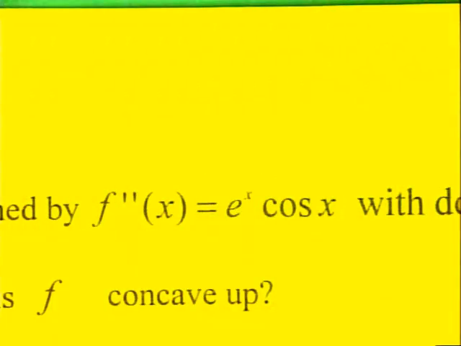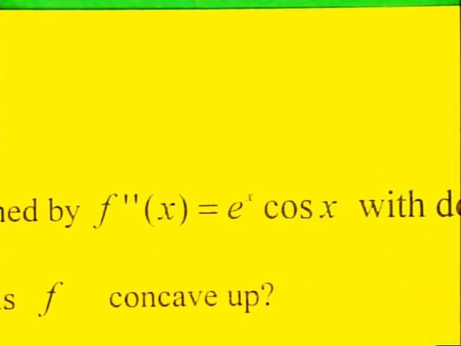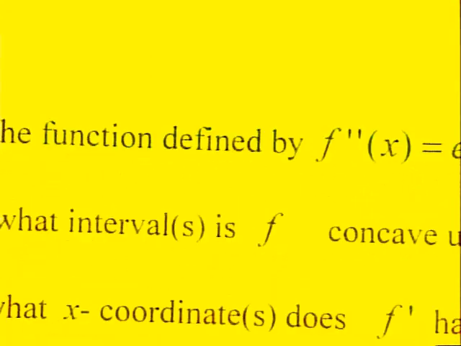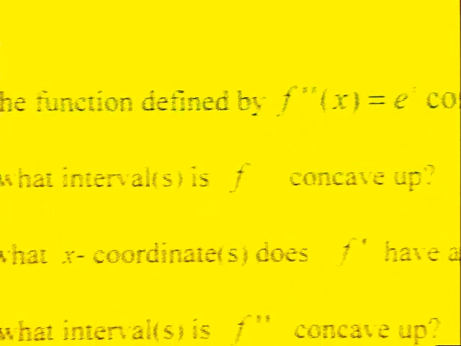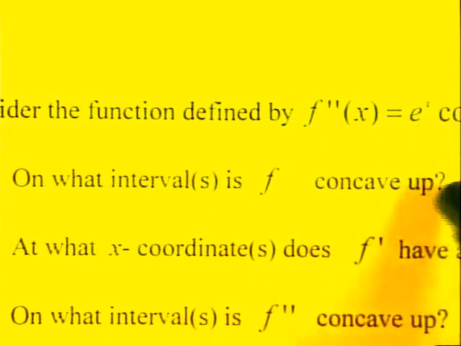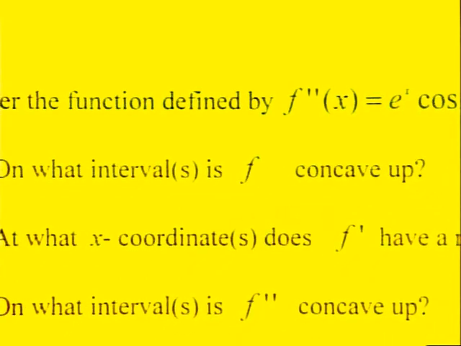If f double prime of x is e to the x cosine x, this was the question of the week to win $10. If f double prime of x is equal to e to the x cosine x, part A was: on what intervals is f concave up? In general, f is concave up when blank, Travis Morrison. You need to make one of those little tables.